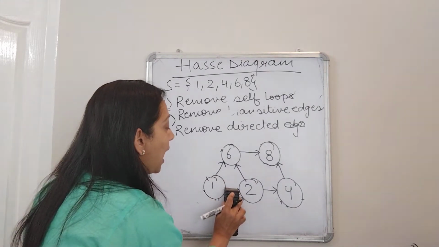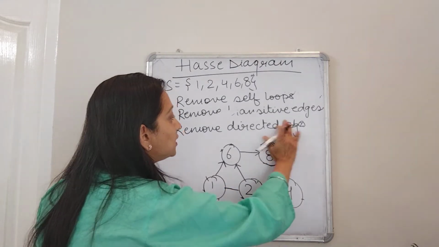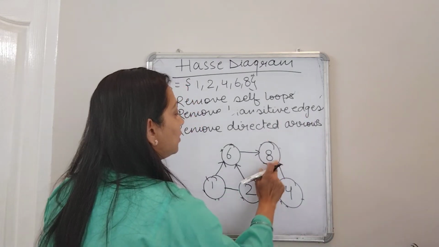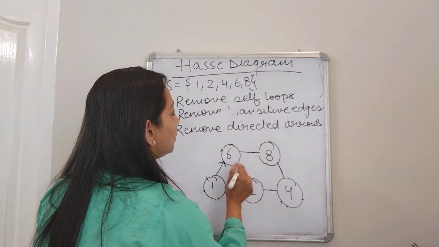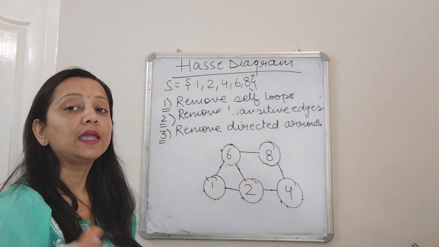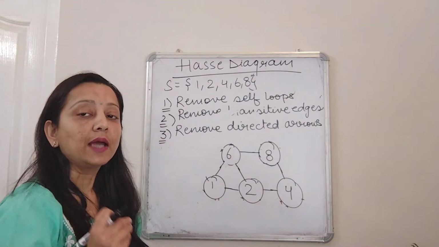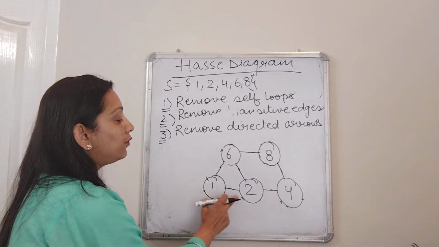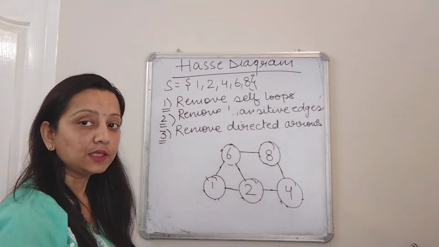So I will remove all the directed arrows and make it undirected. So like this it goes. So even when there are no directed arrows, I can tell the direction of the edges because it is a relation and it goes from top to bottom. So if there is a relation from 1 to 2, it will be from 1 to 2, 2 to 4, 2 to 6, 1 to 6, 1 to 8, right?